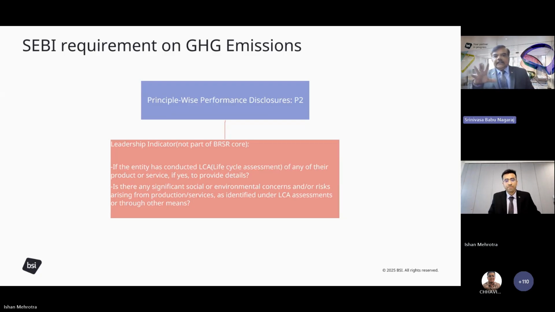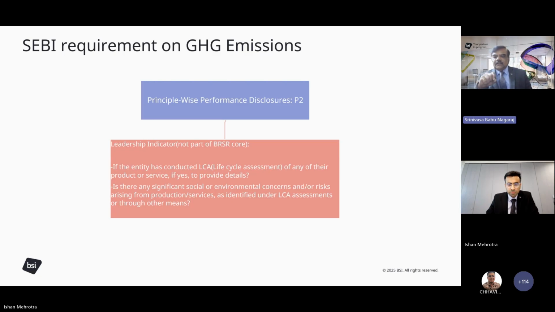So LCA basically evaluates all stages of the product or service life, from raw material extraction, manufacturing, transportation, use, and end of life disposal or recycling. What does it mean? It means it identifies carbon emissions and other environmental impact at each stage, not just during the use. This is the full scope, which reveals the hidden emissions that are often missed in the operational reporting, either scope 1 or scope 2, but definitely it includes scope 3 emissions.